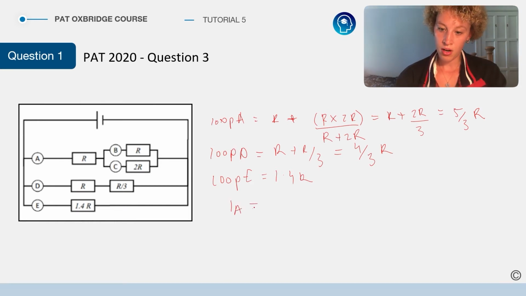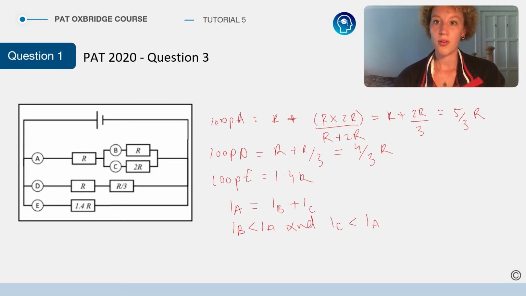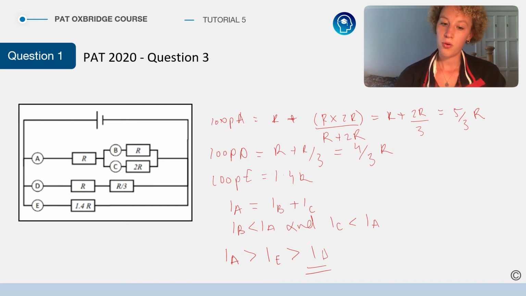Now, from Kirchhoff's first law, we know that IA is equal to IB plus IC. So therefore IB is less than IA and IC is less than IA. So therefore they are definitely not going to be showing the highest current. So therefore from this we can see that IA is more than IE, which is more than ID, due to the fact that ID has the lowest resistance of a loop. So therefore, we know that D is going to have the lowest resistance and therefore the highest current.